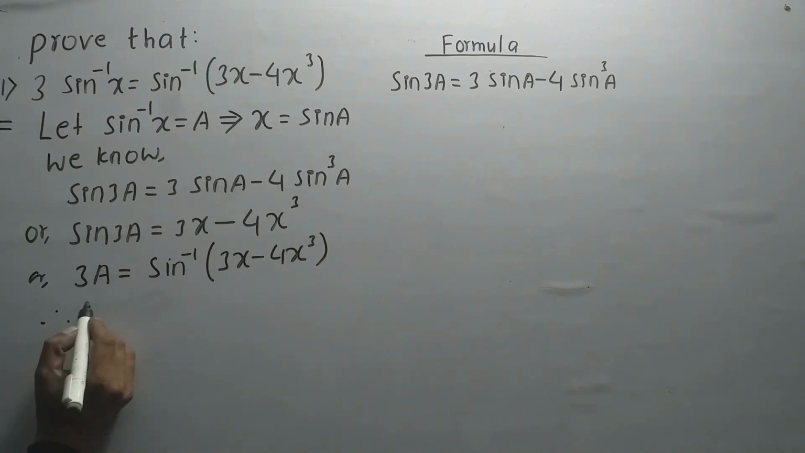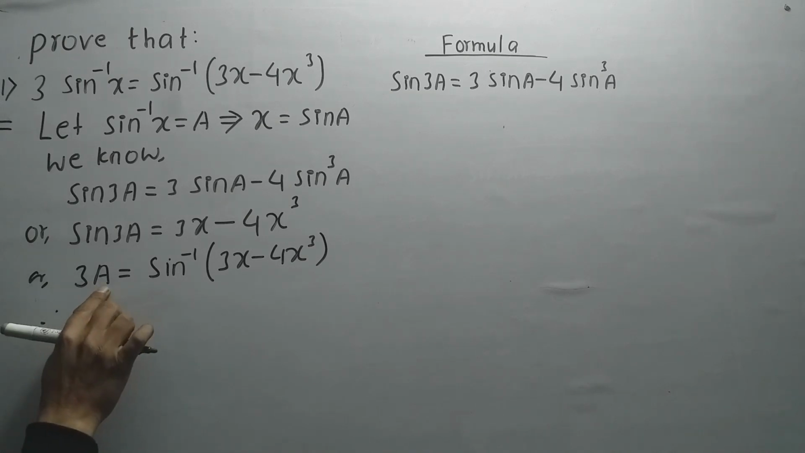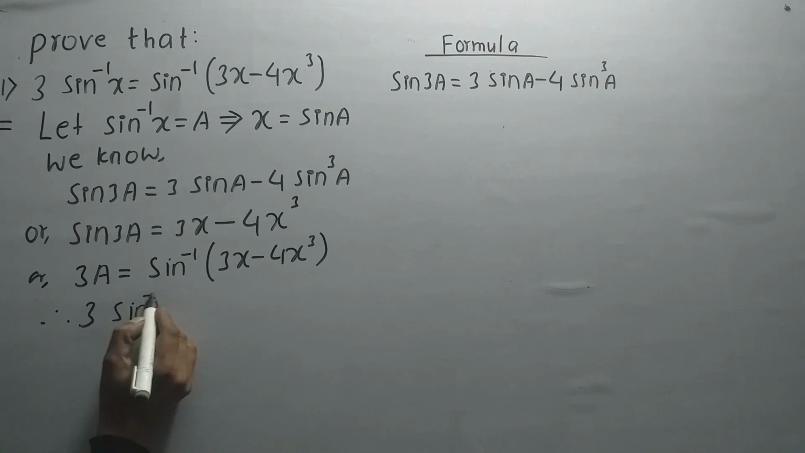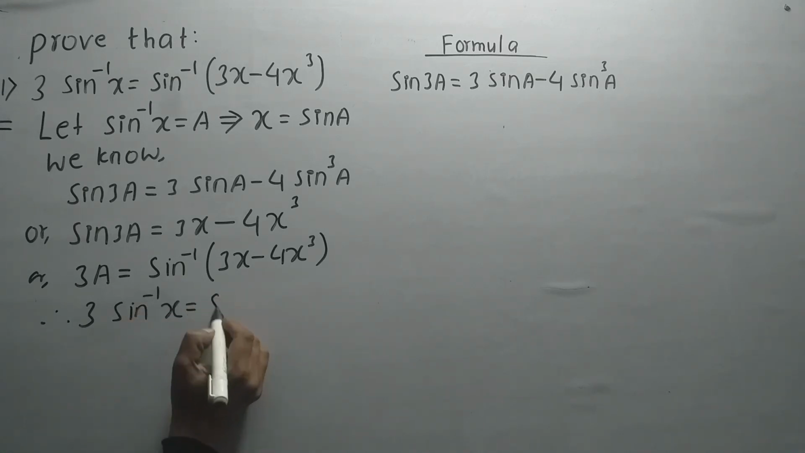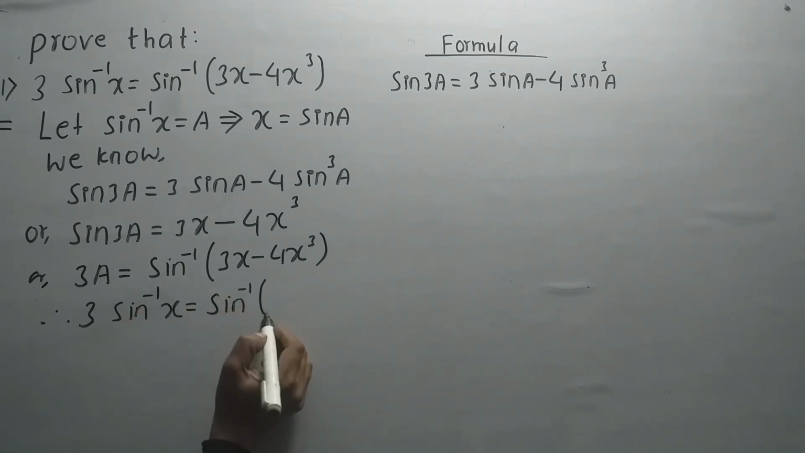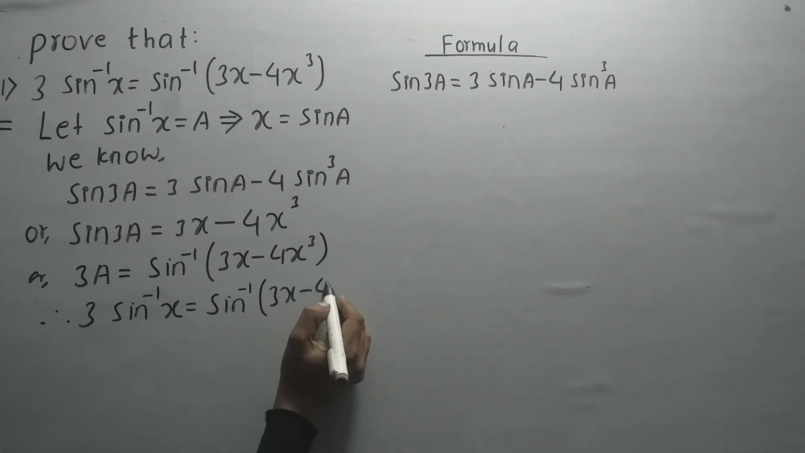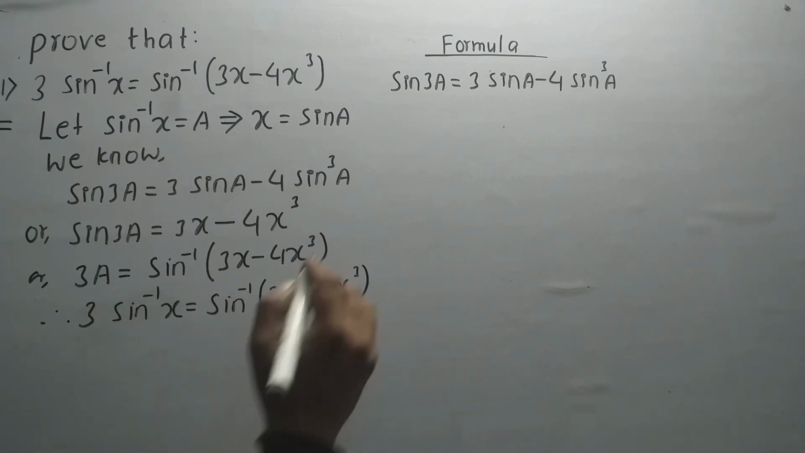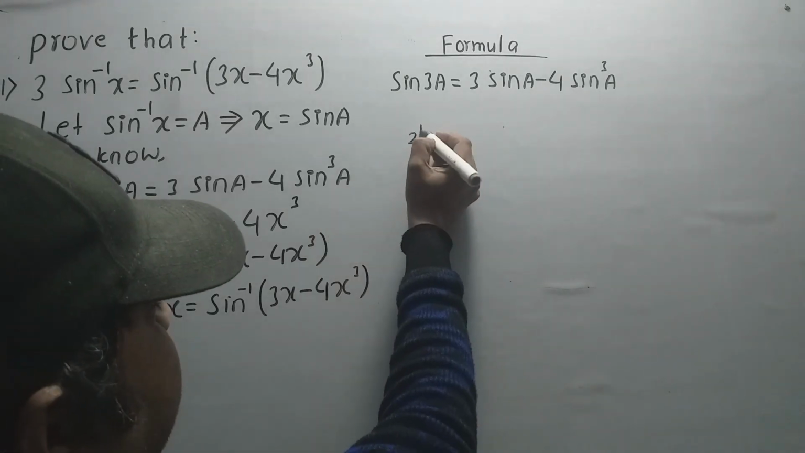Therefore 3 remains the same. Our original replacement for angle A is sine inverse x. So you can write 3 sine inverse x equals sine inverse of 3x minus 4x cube. So this is our requirement. Now we will move to the second method also.